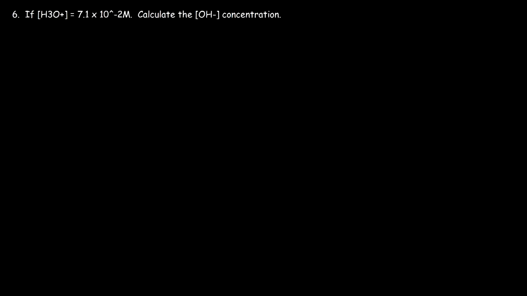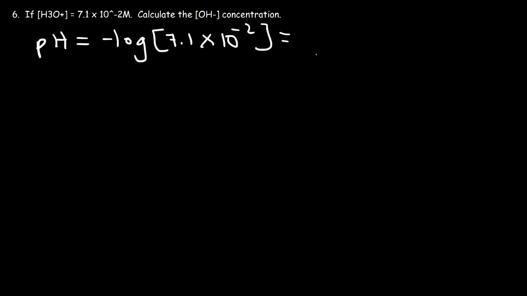Number 6. If the hydronium ion concentration is 7.1 times 10 to the minus 2, what is the hydroxide concentration? Go ahead and calculate it. So first, in this example, I'm going to calculate the pH. It's negative log of H3O plus, or negative log of this number. So I should get an answer somewhere between 1 and 2. And so the pH is 1.149.